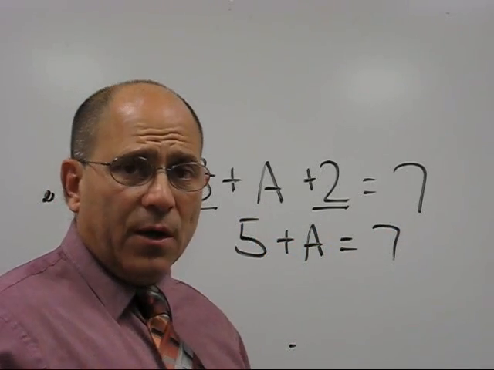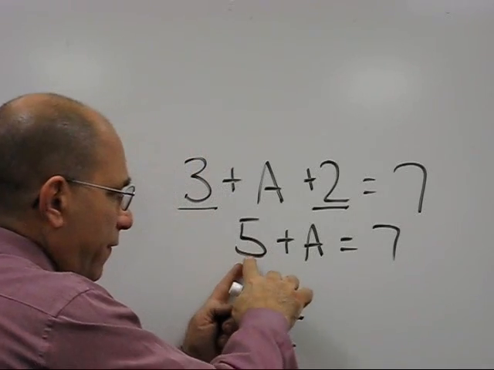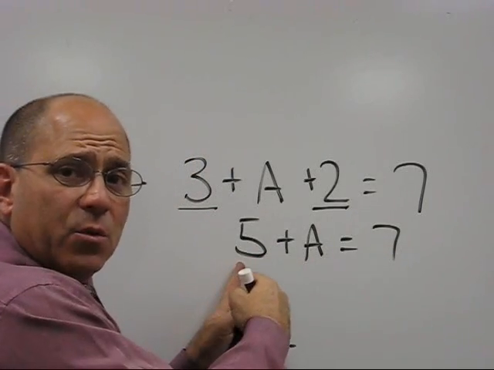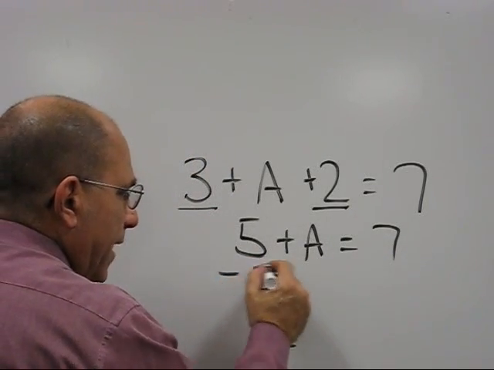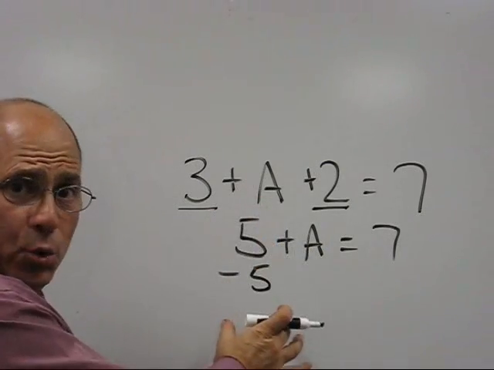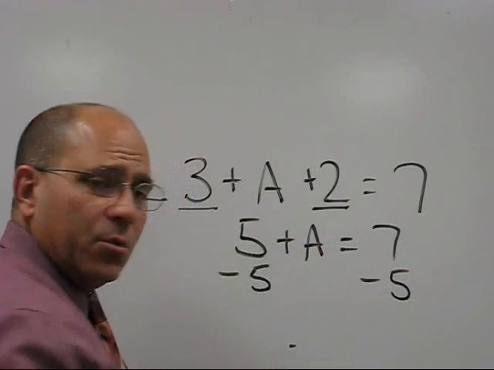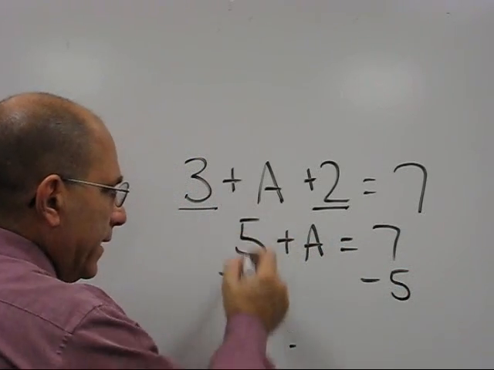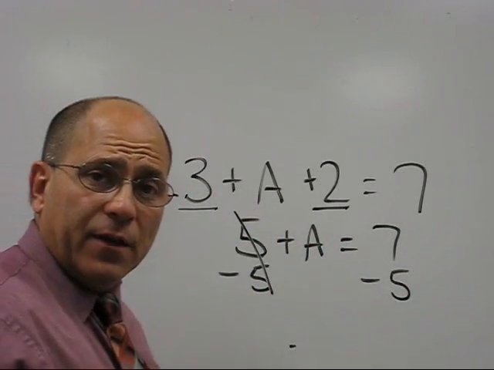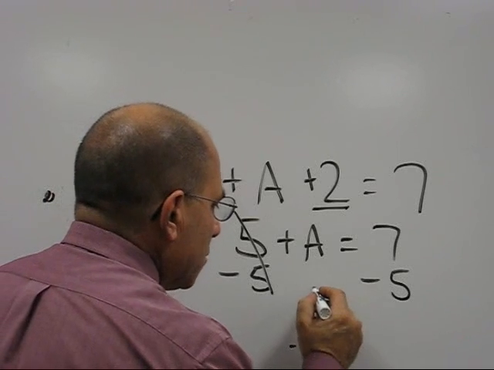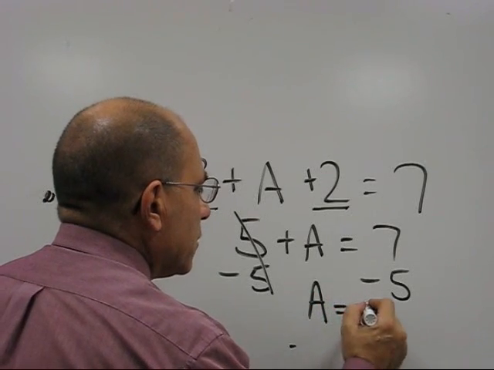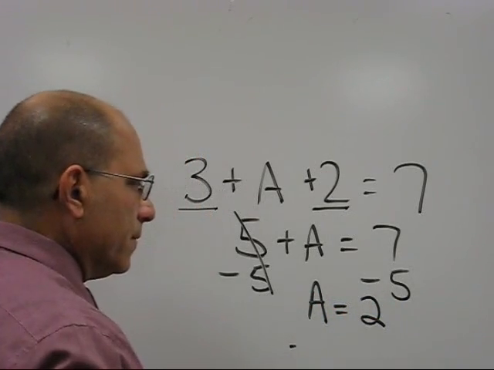Now we're ready to do the inverse operation. We have a 5 with the a on this side of an equal sign. We take a negative 5 with it to undo it, and then we take the negative 5 over to this side of the equal sign. When we do our calculation, positive 5 and negative 5 cancel each other. This winds up a equals 2.